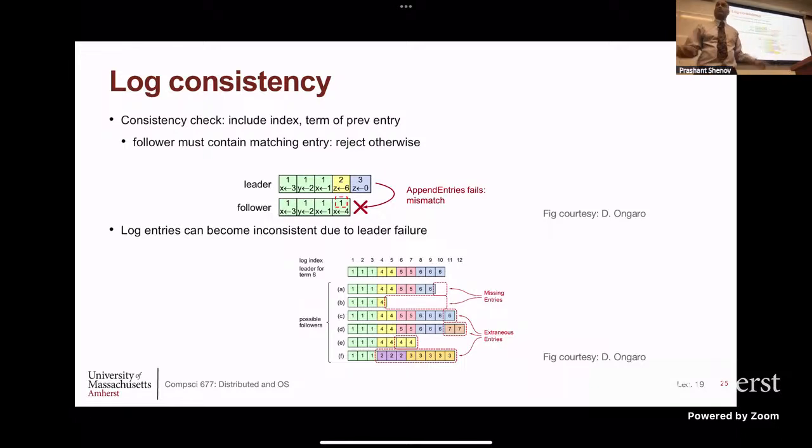Okay, there were some questions here. You had a question and somebody else had a question. Okay, the question is: the follower has a bad entry. Why are we discarding it?